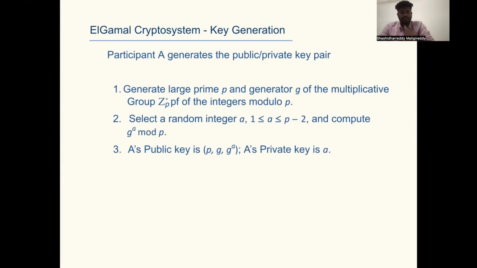Now we'll discuss key generation. Let's consider participant A generates a public and private key pair. We generate a large prime number P and a generator G of the multiplicative group of the integers modulo P. We select an integer a between 1 and P minus 2 and compute G power a mod P. A's public key is (P, G, G^a mod P), and A's private key is a. I'll explain this part clearly with an example later.